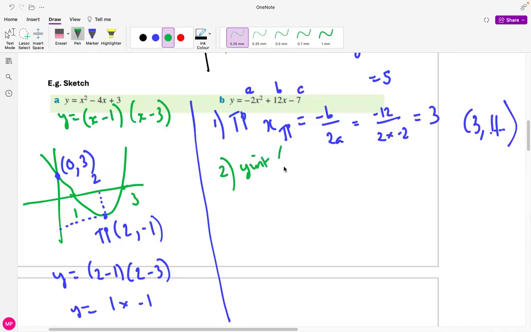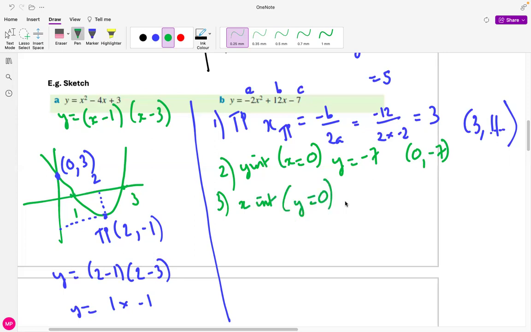Now let's find the y-intercept. To find the y-intercept, let x equal 0. So if you sub 0 in here, you get y equal -7. So my y-intercept is (0, -7), right? Now step 3, if I find the x-intercept, I let y equal 0. So I have -2x squared plus 12x minus 7 equals 0.